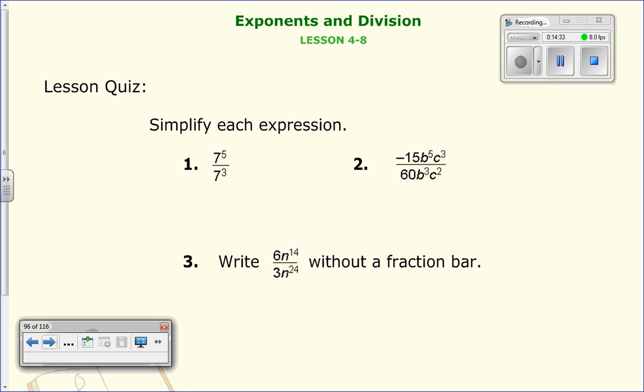So that is your lesson for today. Today we looked at exponents and division. Have a great night. See you tomorrow.